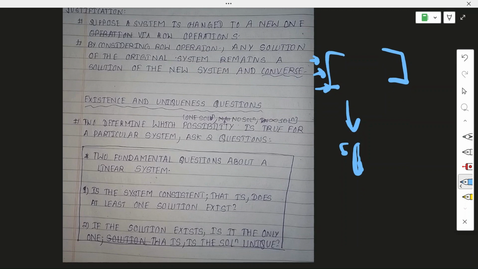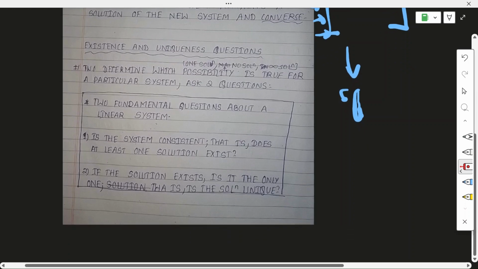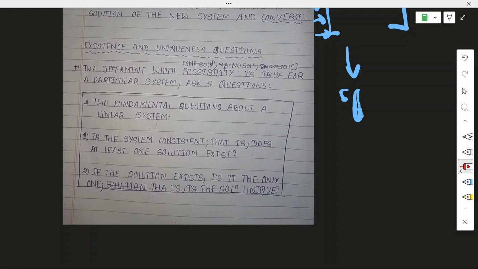Existence and uniqueness questions. In linear algebra, these are huge questions. They will be in every chapter, to determine which possibility, one solution, no solution, or infinitely many solutions, is true for a particular system. It asks two questions. The first question: is the system consistent? If the system is consistent, then it has one solution or infinitely many solutions. But if not, there will be no solutions. That is the existence question.